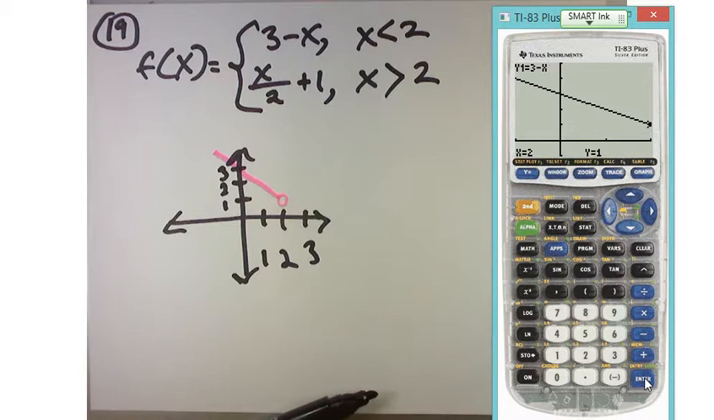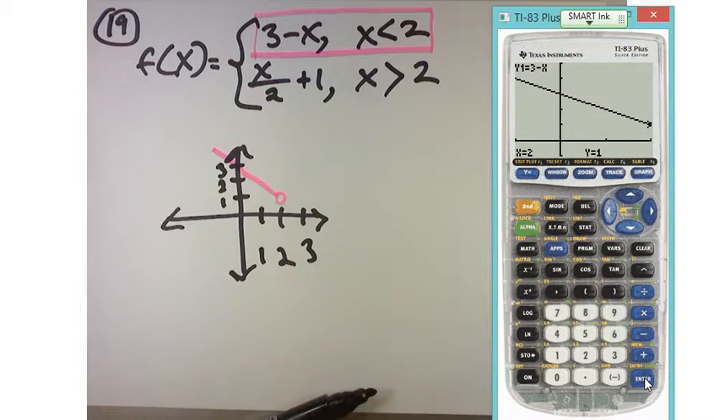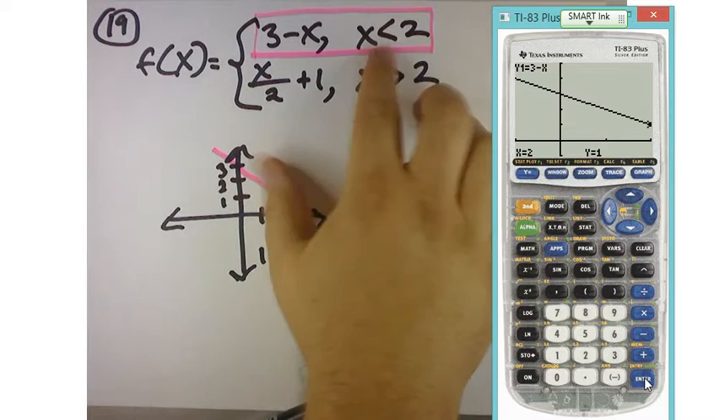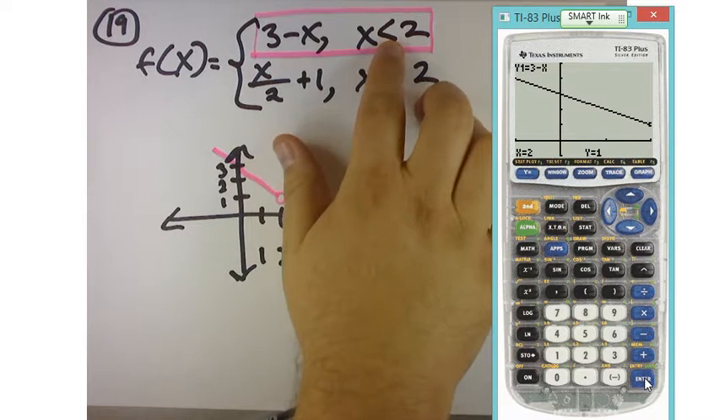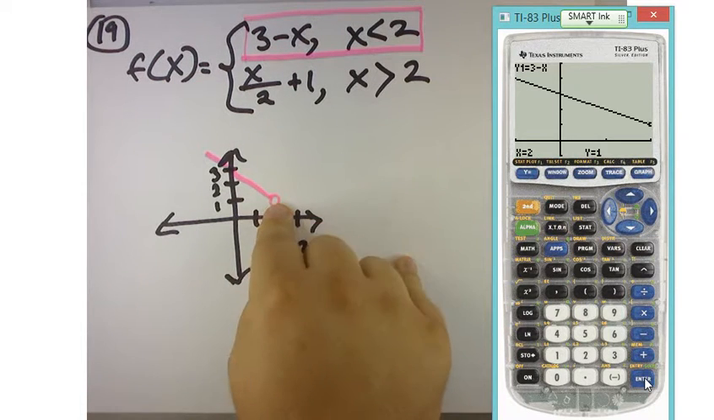Okay? That's the first part. That's this part here. The reason I have the open circle is because I don't have an equal sign in my inequality symbol. If it was less than or equal to, I would have a closed circle right here.